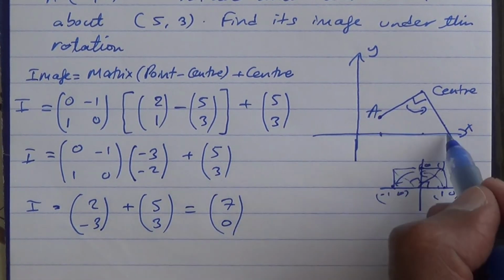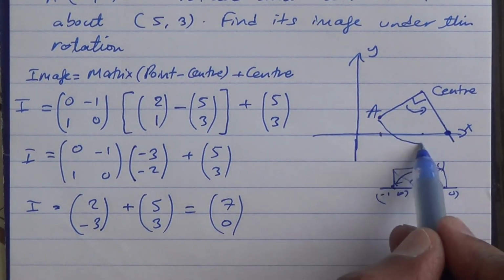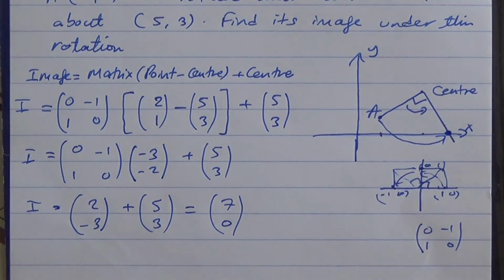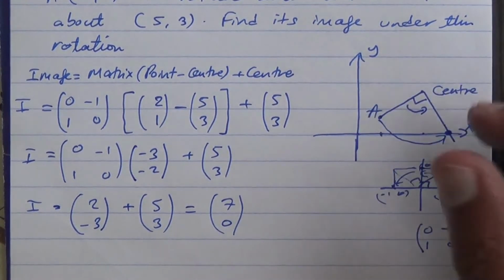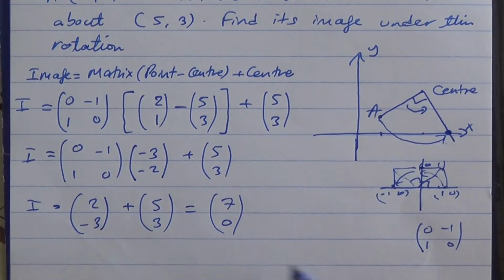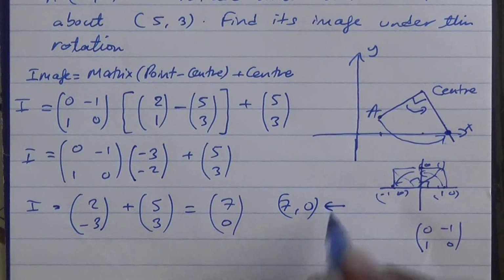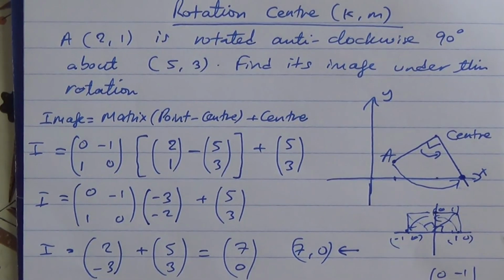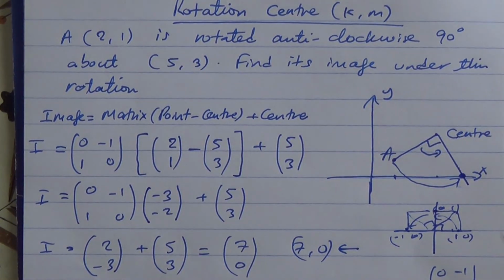So what we see is that this is falling here, at 7, 0. If you draw a graph, you will see it's exactly 90 degrees. If you illustrate it on a graph, you will see that this point here will rotate exactly 90 degrees and fall here. Anyway, so the answer to the question is 7, 0. That's your answer. That's about it for matrices, matrix transformations. I hope this video helps.